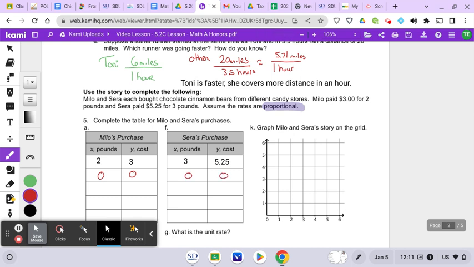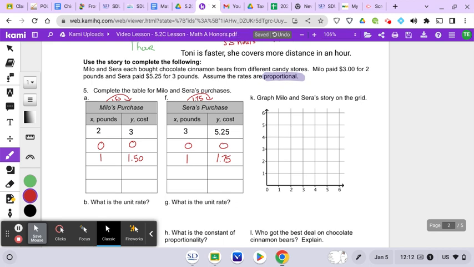Okay, and then I want to go for the unit rates. I know that 2 times 1.50 gets me $3. So I know that the unit rate is 1.50. Over here, I'd have to multiply by 1.75 because 5.25 divided by 3 is 1.75. So I know that Sarah's paying $1.75 per pound.